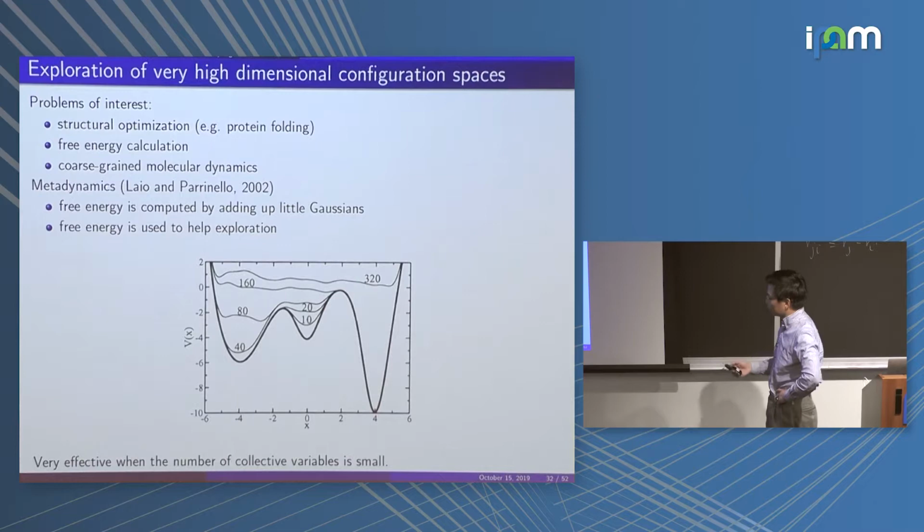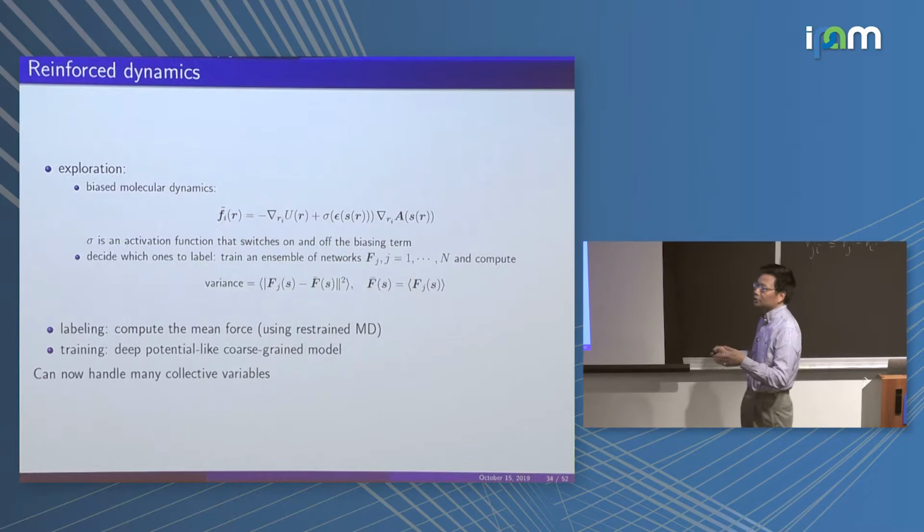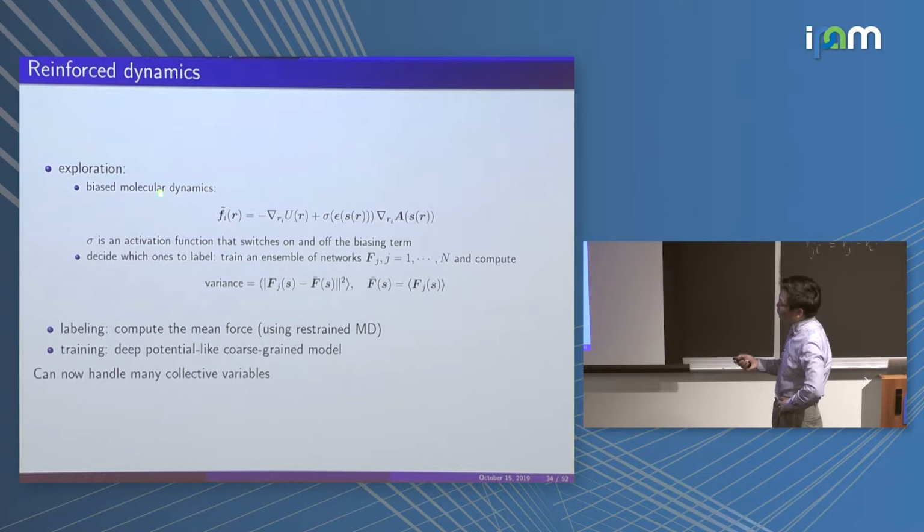Okay, so now we could get something called reinforced dynamics. We call it reinforced dynamics because there's an analogy with reinforcement learning. But that's not the point I want to make here. So this, again, has three parts: exploration, labeling, and training. The part about exploration is the following: you're exploring with a modified potential energy by adding this part. This is a little bit like metadynamics, except that there's a sigma here. A is the free energy you computed so far, which is not necessarily accurate.